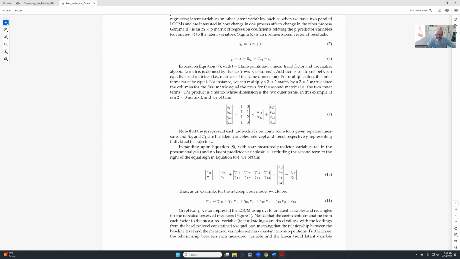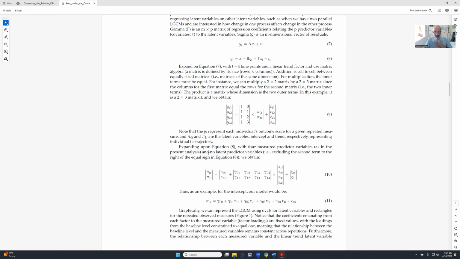Expanding upon equation 8 with four measured predictor variables. So I have four predictor variables, whatever they may be. These are predictor variables of some sort, predictor variables as in the present analysis. So what I did here was the analysis I did for this study, and I did a simulation study for this one.